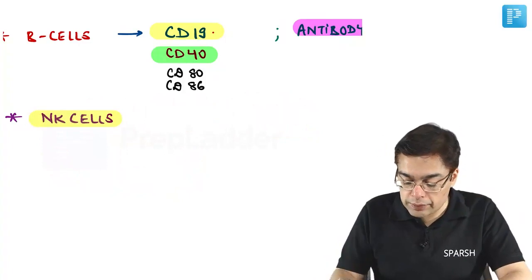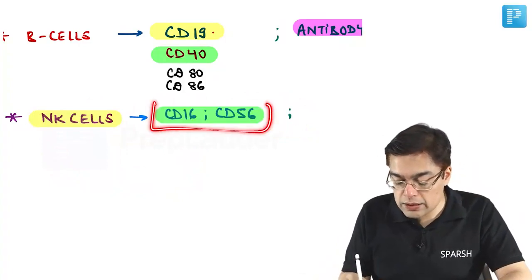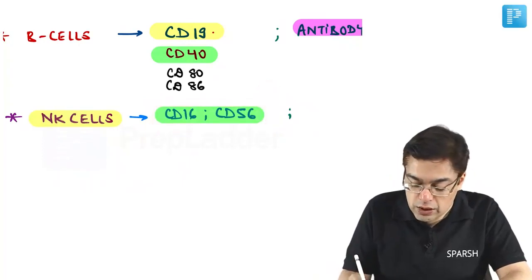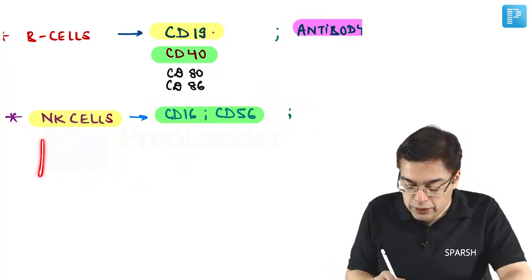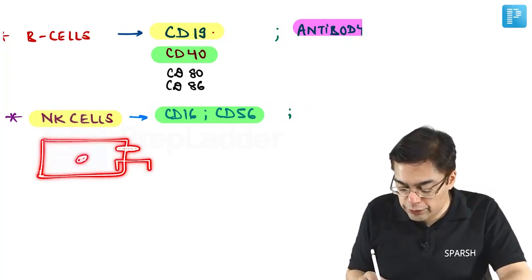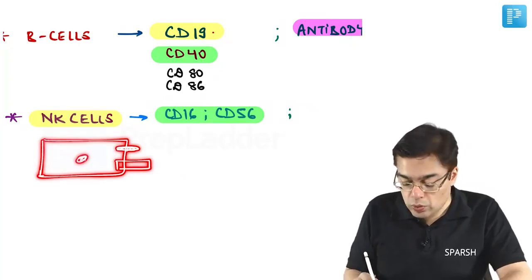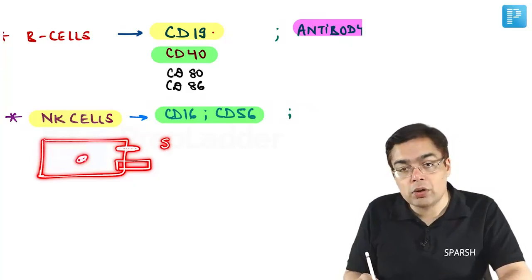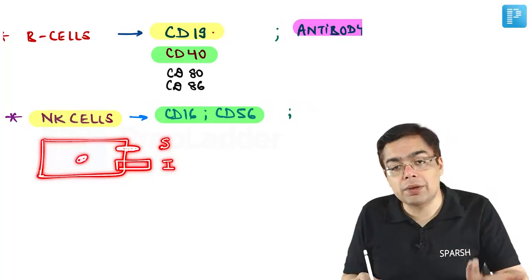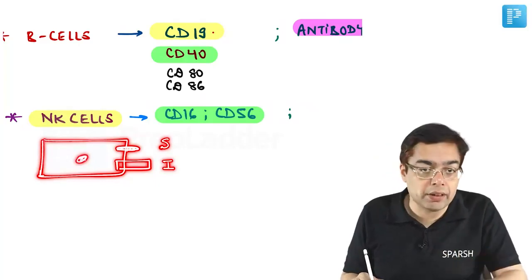Now, NK cell has got multiple markers which are commonly asked in the exam. The classical markers of NK cell include CD16 and CD56. However, I must tell you over here that NK cell, just like other cells of the body, can have different types of molecules on its surface. One molecule can be a stimulatory molecule which will activate a NK cell. Another molecule can be an inhibitory molecule which is going to inactivate a NK cell.